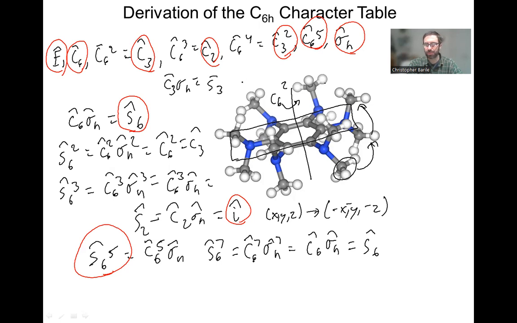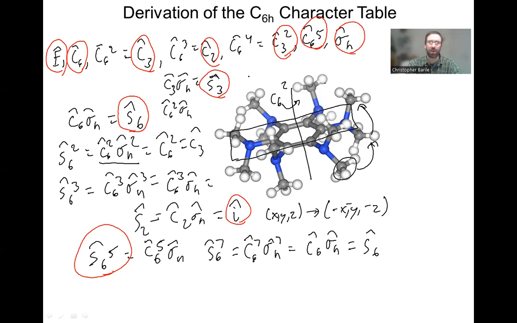It's an S3, a C3 followed by a sigma h. We don't have that yet. It would also be a C6 squared followed by a sigma h, which is another way we could have written it. But we didn't have that before, because when we tried S6 squared, that gave us just a C3 back because of the two sigmas. So S3 is going to be a unique one.